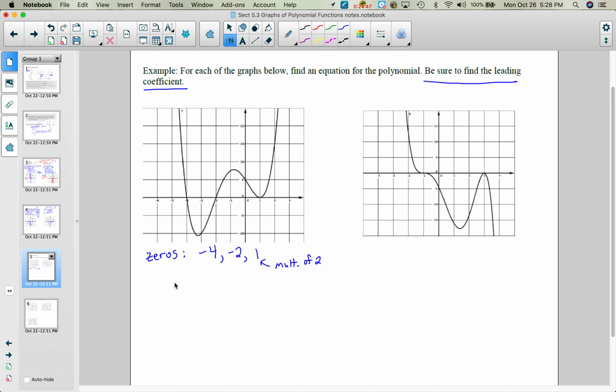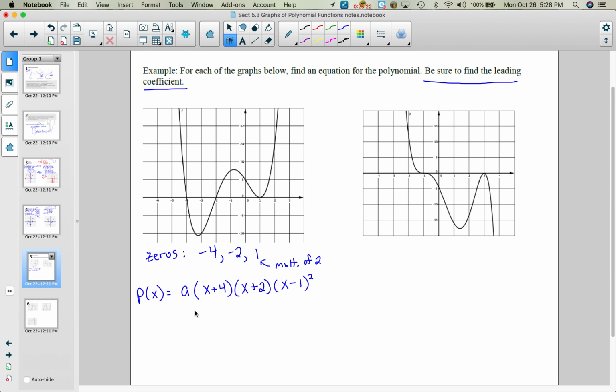So now for my polynomial, and I'm going to call this p of x, I know that I'm going to have x plus 4, because remember, if negative 4 is a 0, x plus 4 is a factor. I have a factor of x plus 2, and I have a factor of x minus 1, and that has to be quantity squared because it had a multiplicity of 2. What I don't know is there must be some value here for that, and I have to solve for that. That's going to be my leading coefficient.